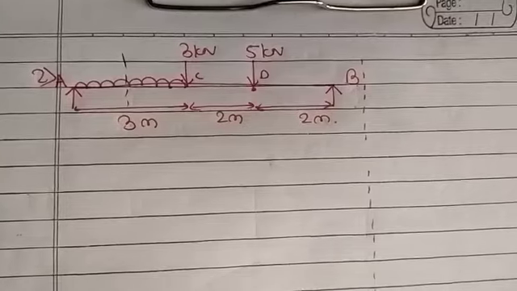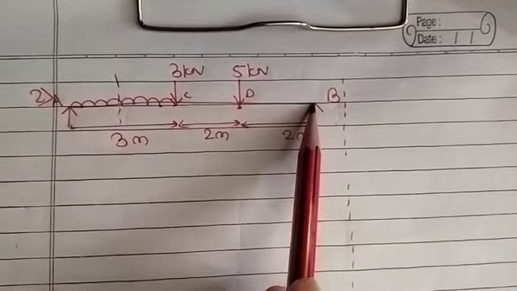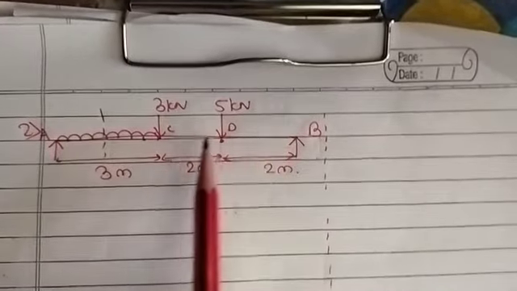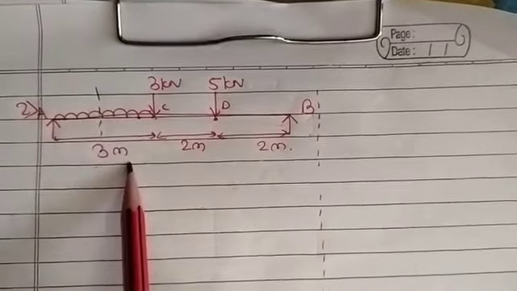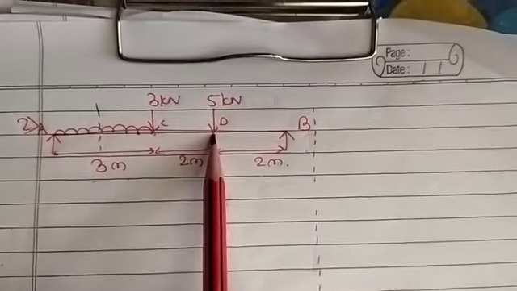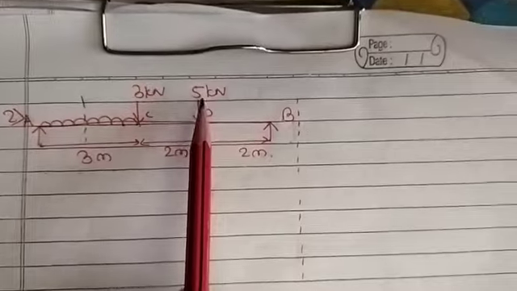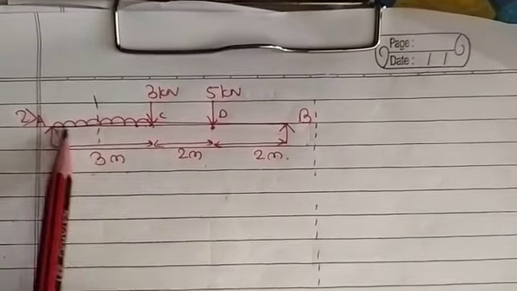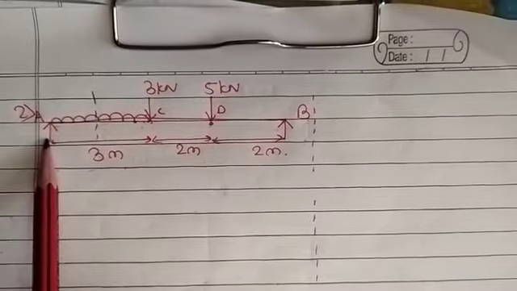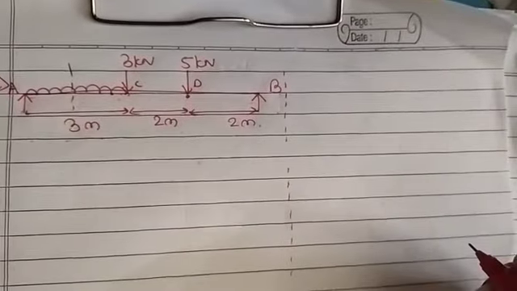For the second numerical, there is a simply supported beam AB. On this beam, at point C at a distance of 3 meter, there is a 3 kilonewton load, and at point D at a distance of 5 meter from A there is a 5 kilonewton point load, and a UDL is on the span of 3 meter from point A. This is a simply supported beam, so we'll solve this particular beam for calculation of shear force and bending moment.